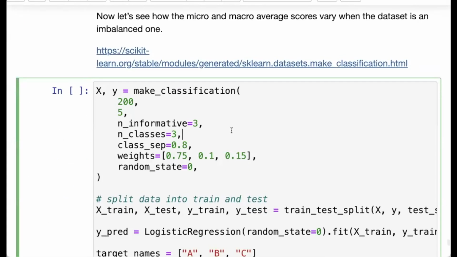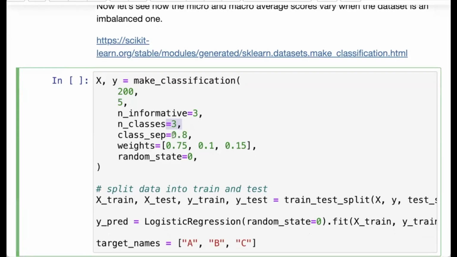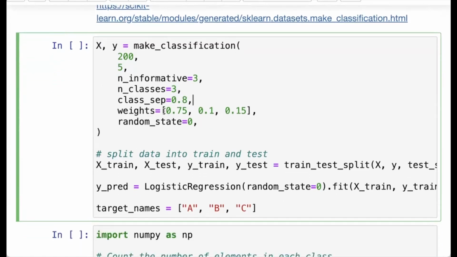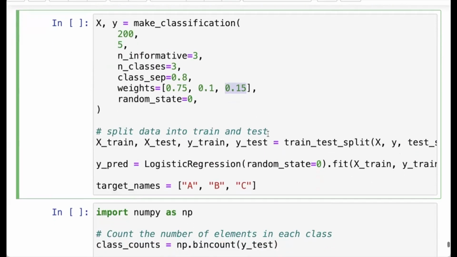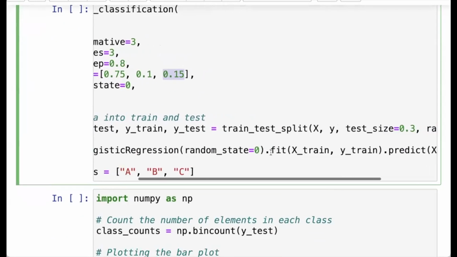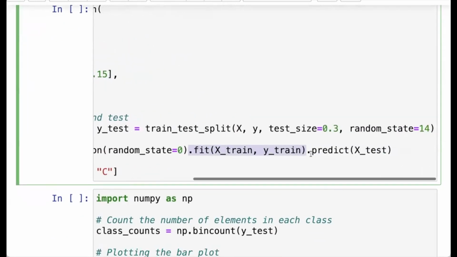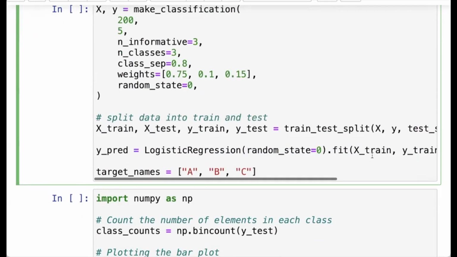So here we use make_classification, 200 samples, 5 features, the number of classes we set equal to 3, the class separation. But one thing that's very important, we set these weights, meaning that 75% of data points belong to the first class, then 10%, then 15%. So here we definitely have that class imbalance. And then we divide the data into train and testing. We use .fit to train our model and .predict to predict labels.